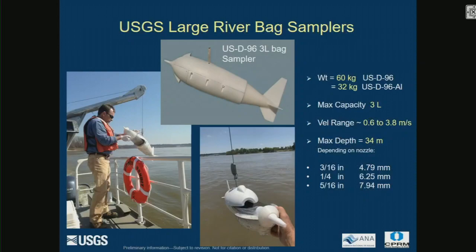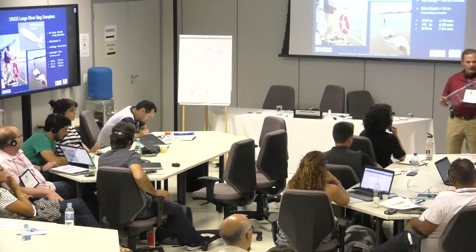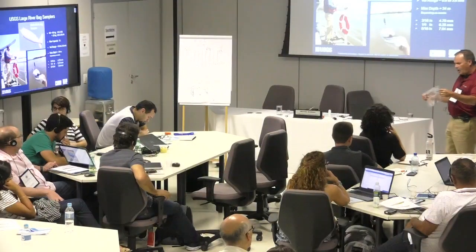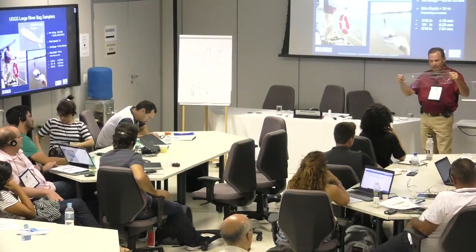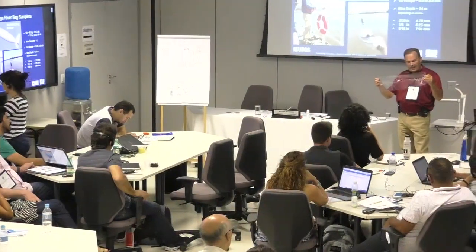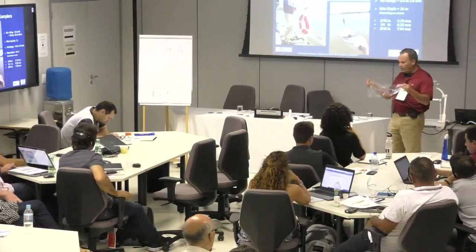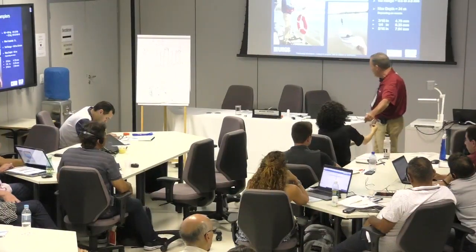So this is the D96 sampler. These are the specs on it. I have a couple of things I want to pass around while we're doing this. What type of bags do you use here for your sampler? Are they plastic, the Teflon? Plastic? So I've got some examples of Teflon bags that we use for water quality, but for sediment only, the plastic is fine. But this is a dual purpose bag. I'll pass this around. You can feel the difference in that bag.